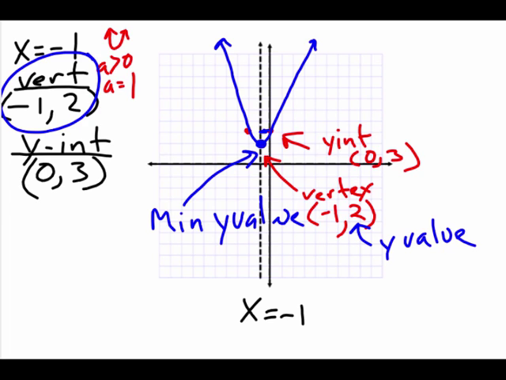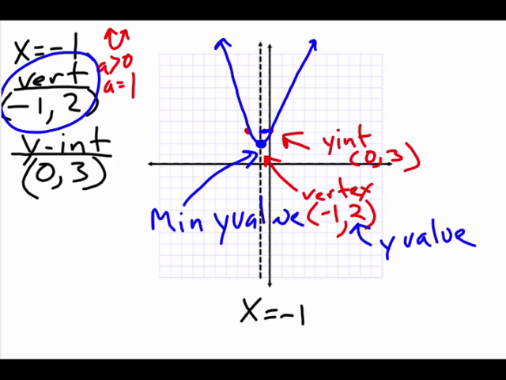Let me rephrase that. Will y of the blue curve ever equal -5? No, it can't. It just cannot do it. The minimum y value for this graph is 2.